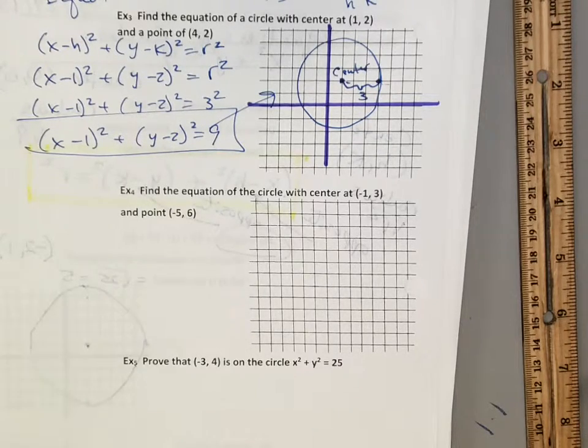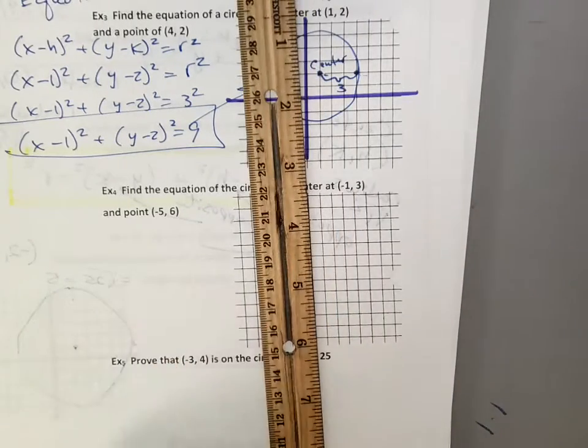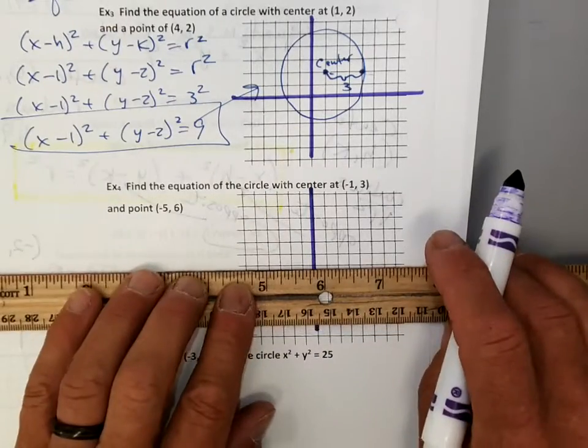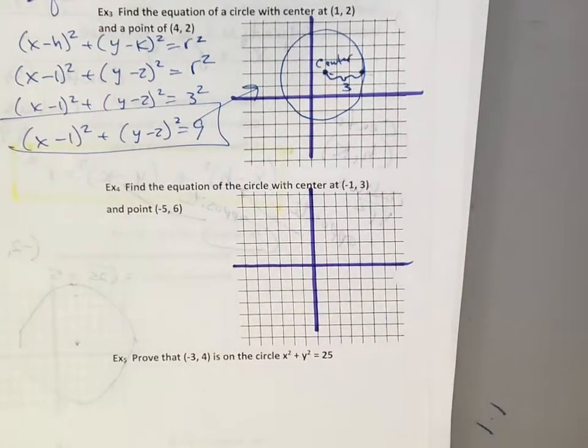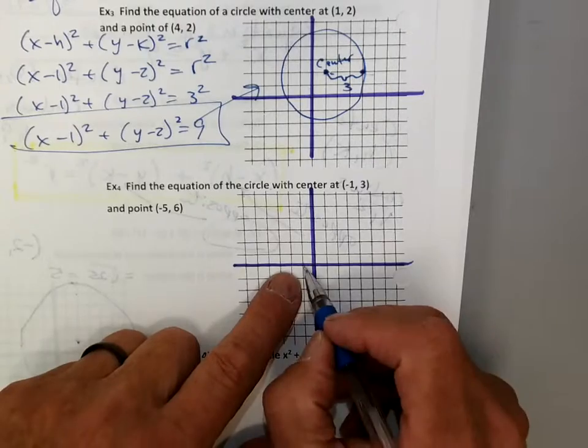Okay, let's do the last one. Well, no, I got 2 more after that. So let me go ahead and at least graph it. All right, here we go. And there we go. How's Jacob doing? He said -3 plus 4 equals 5. Okay, so center at -1, 3.